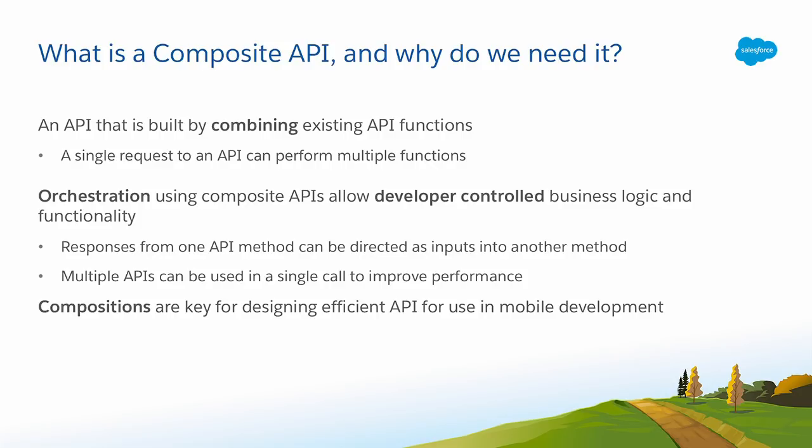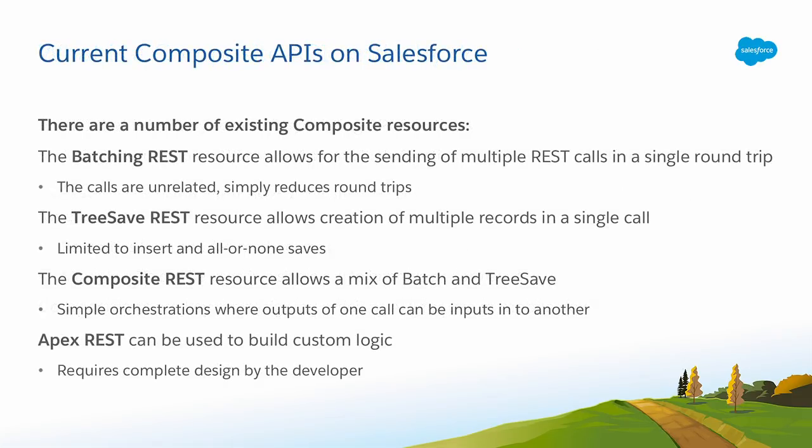So we can make multiple requests, take the response from one request, put it back into the input of another request, and have another operation performed, all within one single call. And today we have a series of Composite endpoints available through the REST API. So it's important to note that these are not entirely separate APIs. These are all accessible through the standard REST API, but we have different endpoints that you can use to do different types of operation. So the batching REST resource allows you to perform multiple operations within one single call.